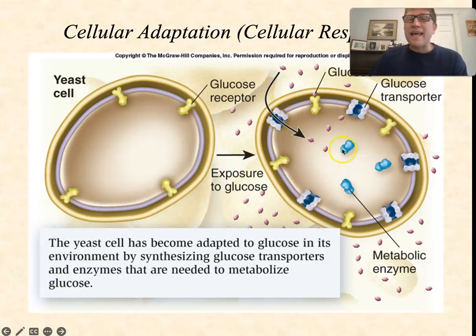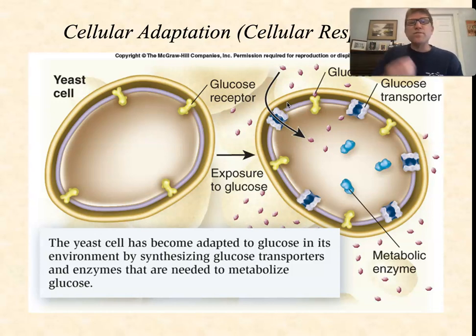And then the metabolic enzymes. For example, the enzymes necessary for glycolysis. Why bother making those enzymes if there's no glucose around? It's a waste of energy. And so by responding to the environment, by having receptors that detect the signal, and the signal being the actual molecule of interest, in this case glucose, it allows the cell to not waste resources on things like glucose transporters and glycolysis enzymes unless glucose is available.